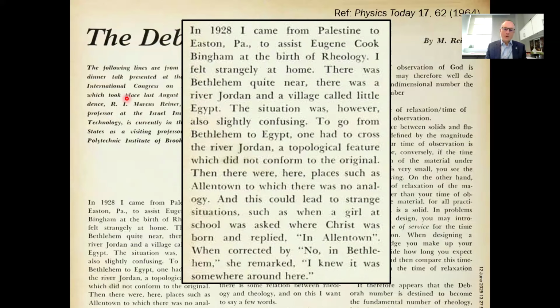There was Bethlehem quite near, there was a river Jordan, and a village called Little Egypt. The situation was, however, also slightly confusing. To go from Bethlehem to Egypt, one had to cross the River Jordan, a topological feature which did not conform to the original. Then there were places such as Allentown, to which there was no analogy.